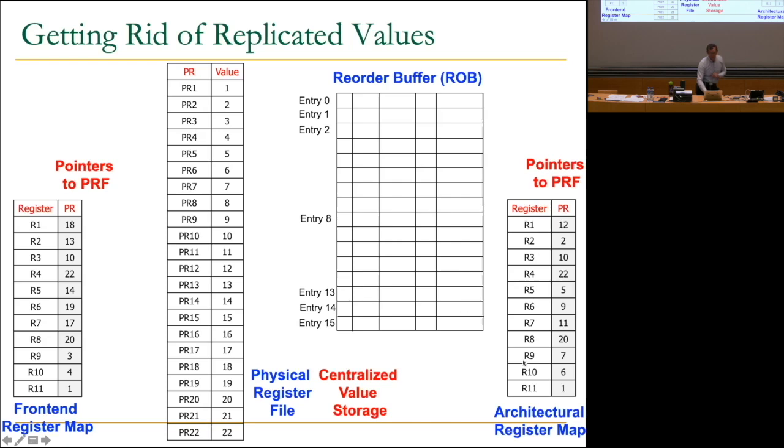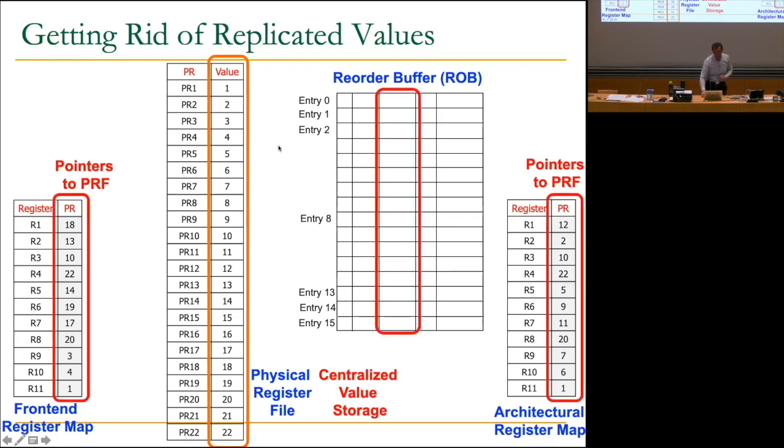That's true for the architectural register map also. Here, architecturally, register 1 is stored in physical register 12. That's the architectural state of the machine. Architecturally, register 7 is stored in physical register 11, etc. And the reorder buffer entry also has pointers. So this is how you can get rid of the values. Values are only in the physical registers that are centralized, and everything else stores pointers to the physical register file. Now, this is also nice because this is your rename space now. Your rename space is the physical register file.